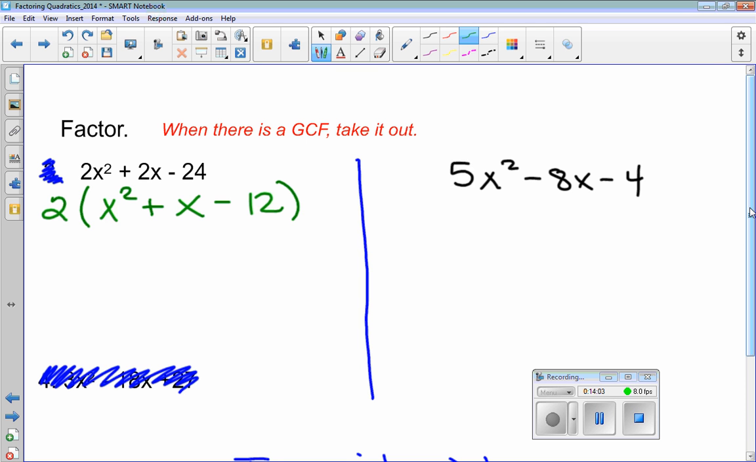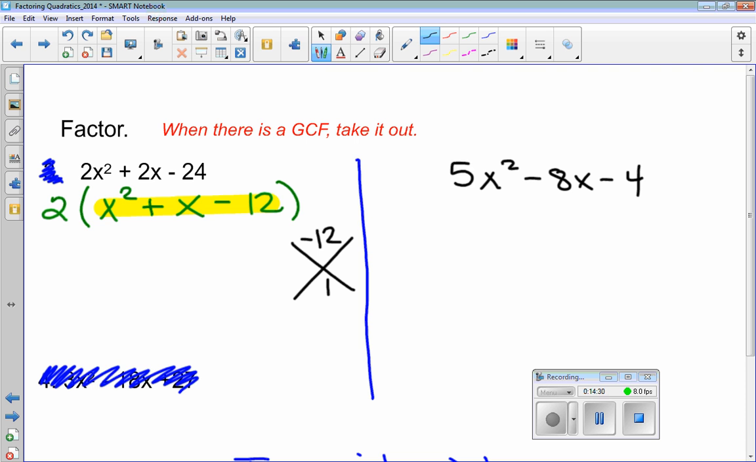Focus. So I have to look at what's left inside the parentheses, just like I took the negative out, right? Now I have to look at what's left. Can I factor what's inside the parentheses? So we have to check. We need to go ahead and do our little X thing. The 2 numbers that multiply to be negative 12, but add to be a positive 1.